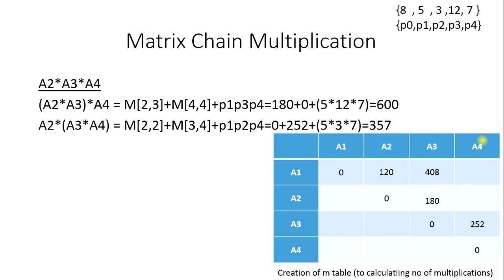Now P1, P2, P4. Again A2 is 5 by 3, A3 is 3 by 12, A4 is 12 by 7. So A3 into A4 is 3 by 12 multiplied by 12 by 7. So the resultant matrix would be 3 by 7. So now 5 by 3 multiplied by 3 by 7. Total number of multiplications would be 5 into 3 into 7. So we get the answer 357.